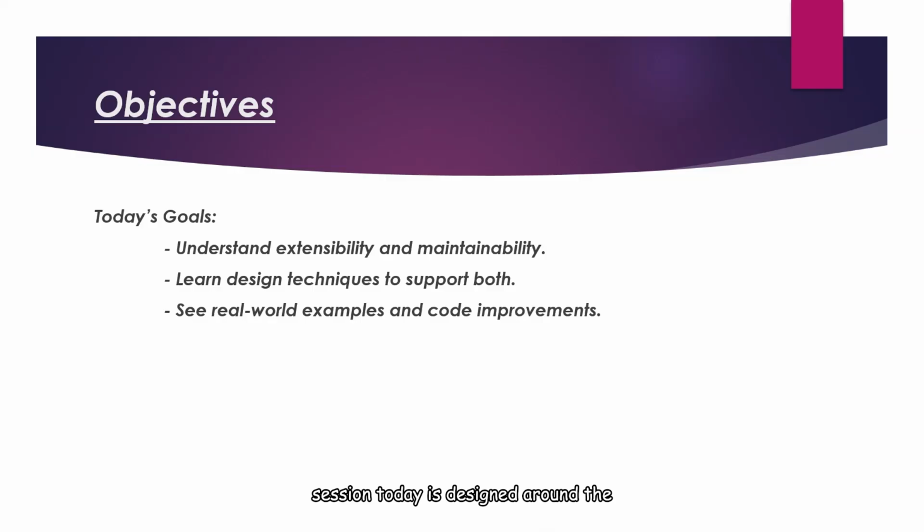Our session today is designed around three key goals. First, we will understand exactly what extensibility and maintainability mean in the context of software systems. Second, we will discuss why these two attributes are not optional but absolutely critical for the long-term success of any product. And finally, we will learn practical design techniques that help embed these qualities into our code right from the start. We will walk through examples, spot bad practices, and suggest improvements. By the end, you will have a strong mental model to apply these principles in real-world systems.